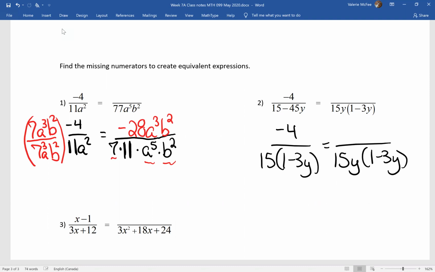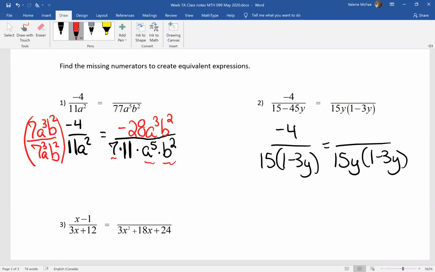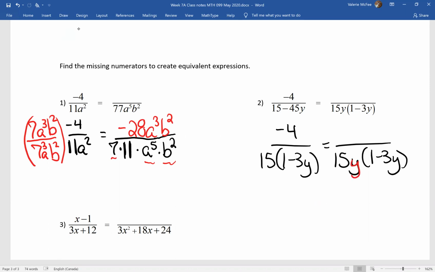I hope you noticed that all that was missing in the second expression is this factor of y. My equivalent expression is negative 4y over the denominator.